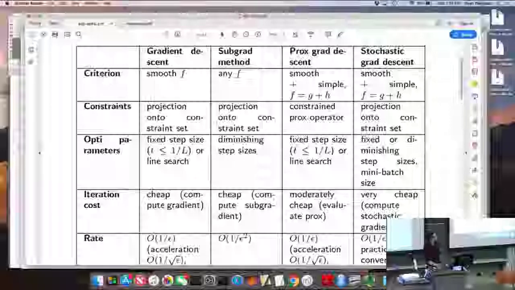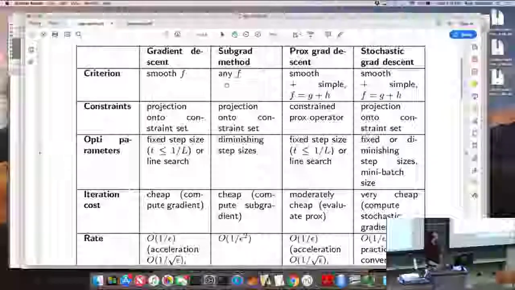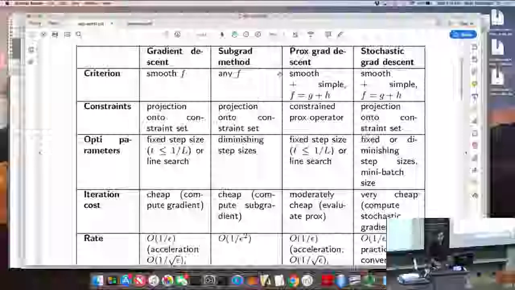What is the criterion that they each look at? For gradient descent, it's a smooth function f. By that I mean it has one derivative, so it has a gradient. For the subgradient method, it's any function, but really, of course, convex is the big qualifier for everything in this table.